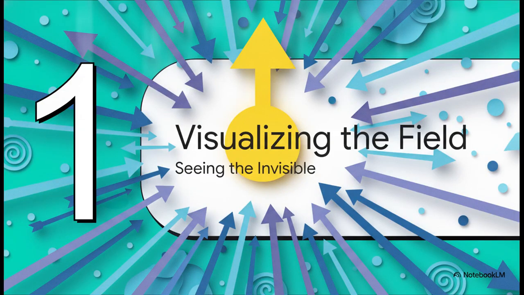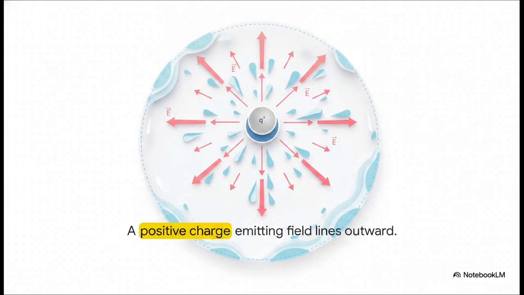Section 1. Visualizing the electric field. To really understand this, we have to give this invisible force a shape in our minds before we can even attempt to measure it. So think of a central positive charge, kind of like a 3D water sprinkler. Just imagine it suspended in midair, constantly spraying water outwards in every single direction into the space around it.